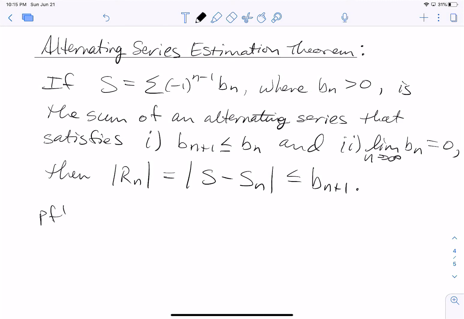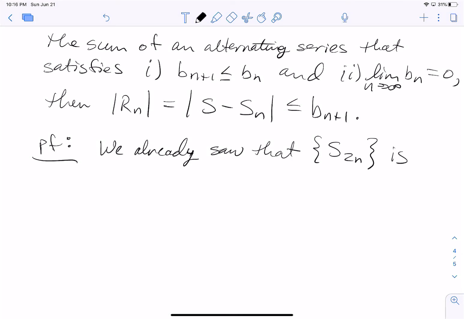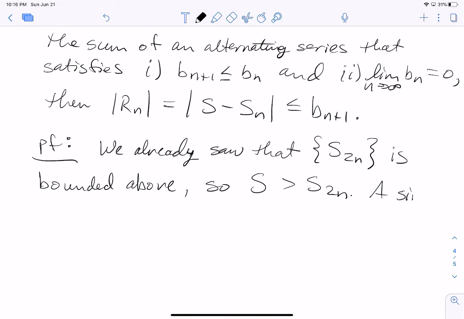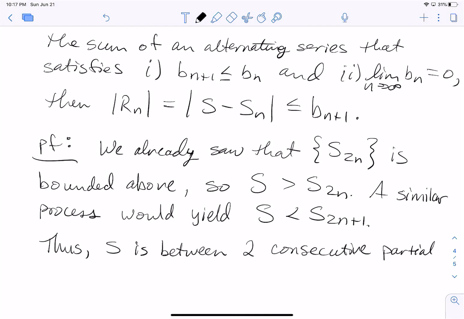How does this work? Well, let's prove it and you'll see. We already saw that the sequence of even partial sums S sub 2n is bounded above, so the sum S is greater than S sub 2n. A similar process would yield that the sum is less than S sub 2n plus 1. Thus, S is between two consecutive partial sums, let's say S sub n and S sub n plus 1.